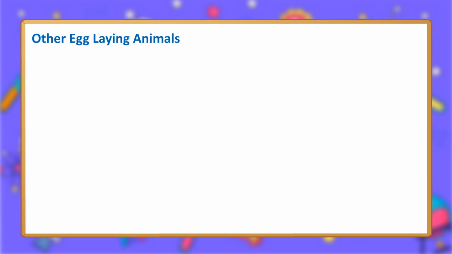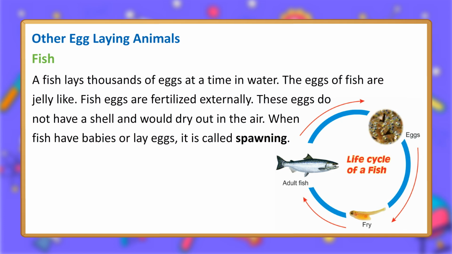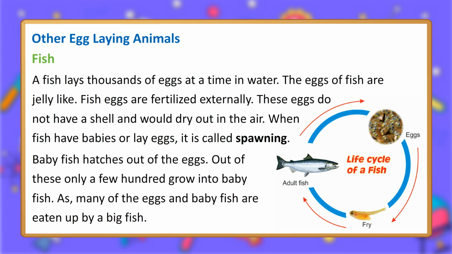Other egg-laying animals. Fish. A fish lays thousands of eggs at a time in water. The eggs of fish are jelly-like. Fish eggs are fertilized externally. These eggs do not have a shell and would dry out in the air. When fish have babies or lay eggs, it is called spawning.